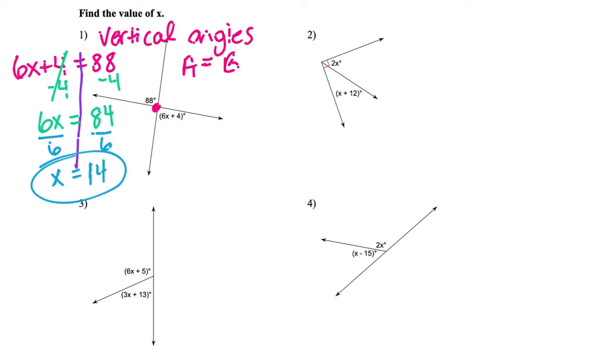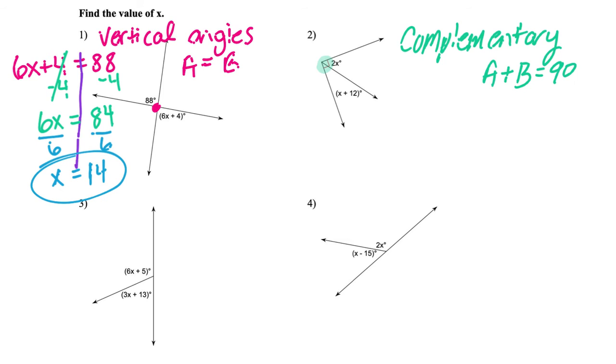The next problem, I see that right angle. That right angle tells me that I'm dealing with complementary angles. So if I have complementary angles, that means that I have A plus B equals 90. So I will set that up as 2x plus the x plus 12 equals 90.